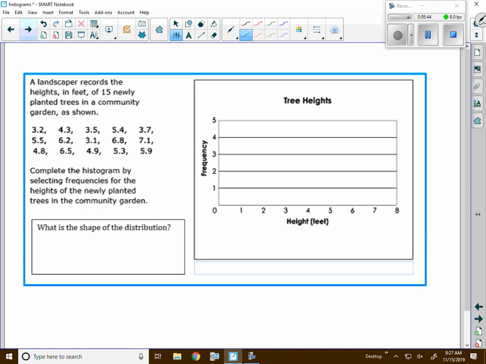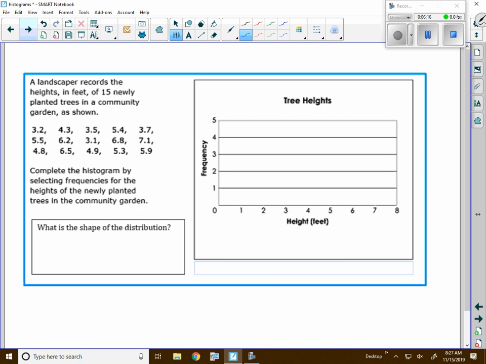It says here, a landscaper records the heights in feet of 15 newly planted trees in a community garden. Complete the histogram by selecting frequencies for the height of the newly planted trees. Remember, we're doing ranges. So, how many are between 0 and 1? None. So we're just not going to draw a line there. How many are between 1 and 2? None, right?